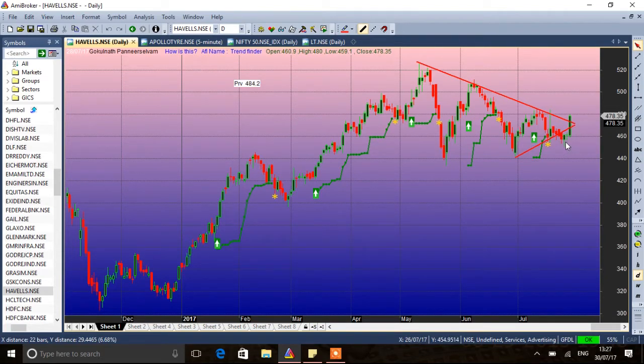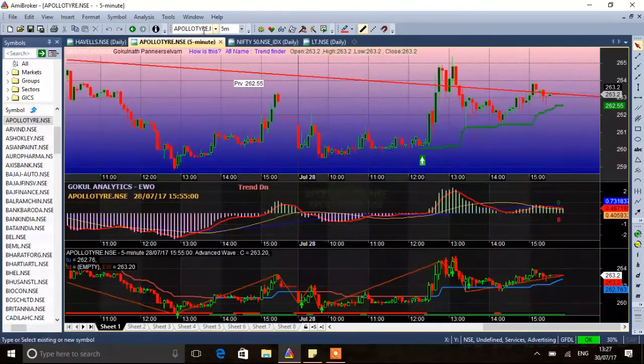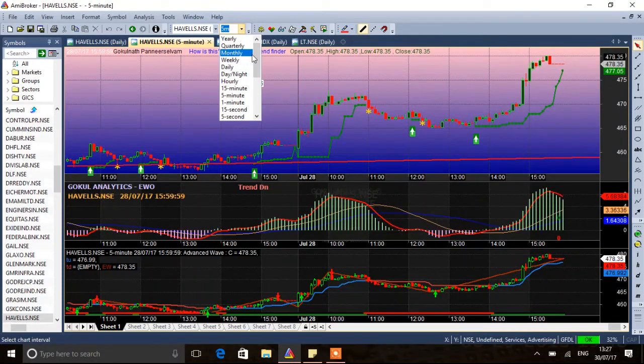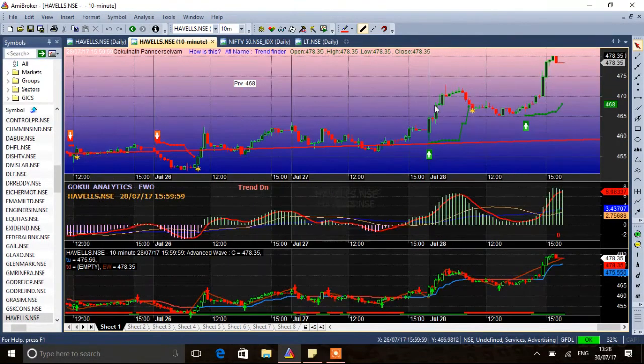So what I'm going to do is play the game of buying at lower levels. Maybe if it opens and moves a little up, it means it's going to be an uptrend today. So I'm selecting this stock, and now I'm going to go to the Havells chart. So now 28th July. You can see this wave moves up, comes down, again moves up, like that. So this is how the price reaction comes.